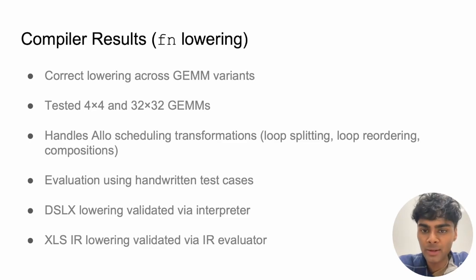Our compiler evaluation starts with feed-forward GEMM kernels, which test the basic functional semantics our lowering pipeline needs to support. We tested different sizes and applied a suite of Allo transformations: baseline, outer and inner tiling, two-level tiling, loop reordering, and composed transformations. Across all variants, our DSLX lowering executed correctly under the source interpreter, and the generated XLS-IR also validated successfully, both with handwritten test cases. This shows our lowering can handle complex control structures and the functional update semantics needed for XLS.